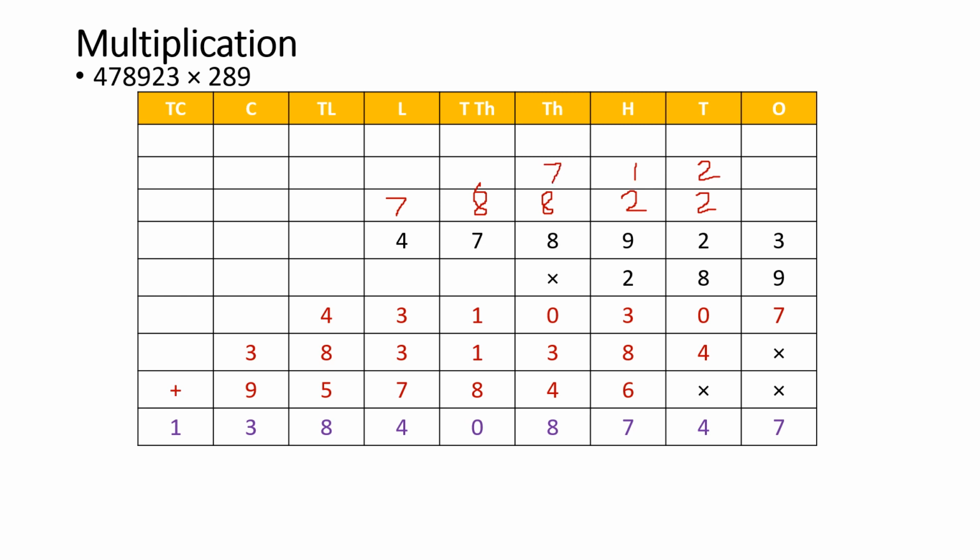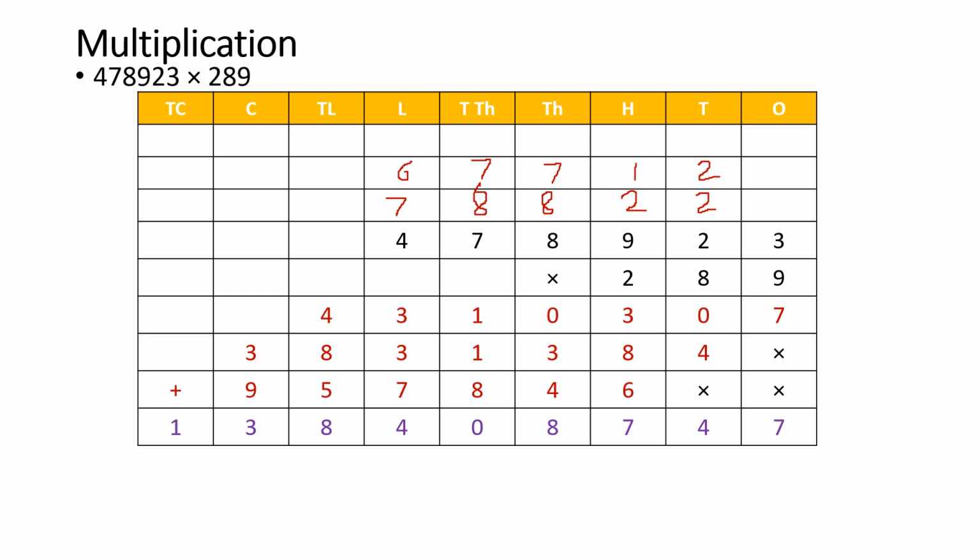64 plus 7 equals 71. We will write 1 here and 7 here. Then 8 7s are 56. 56 plus 7 equals 63. We will write 3 here and 6 here.